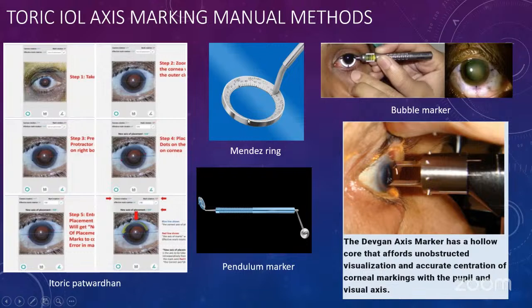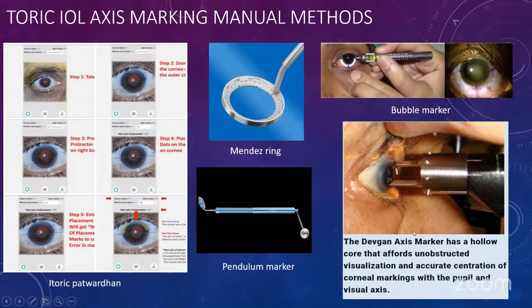So that will show the error in the marking. Similarly, other methods are the Mendez ring. It is a ring which has degree marks calibrated on it. So you can mark the 0 and 180-degree axis. Pendulum marker is used for the same purpose. This is the bubble marker. We can see there's a bubble in between, so it will give you an idea of whether you are holding the instrument correctly or not. And lateral, nasal, and inferior markings can be done.